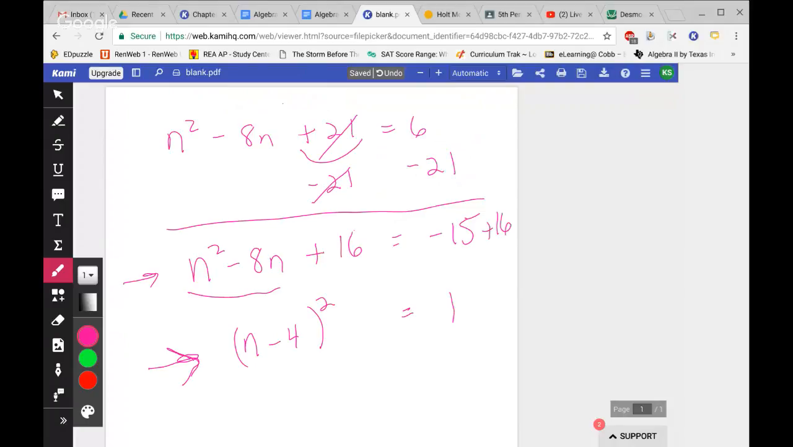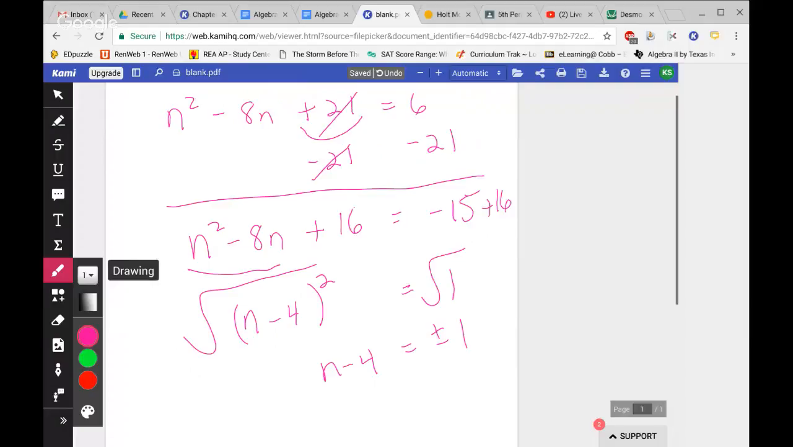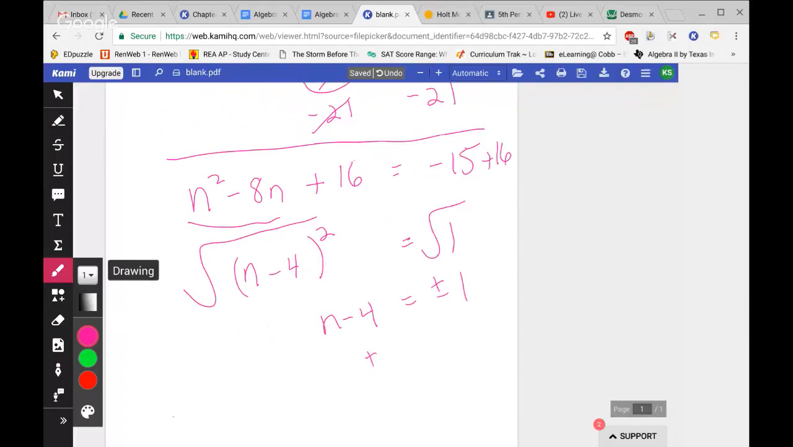So now what I have done, or what we have done, is created a perfect square. And what we're going to do from here is take the square root of each side, which is going to leave us with n minus 4 equals plus or minus 1. And now we're going to add 4 to both sides to find our two answers.